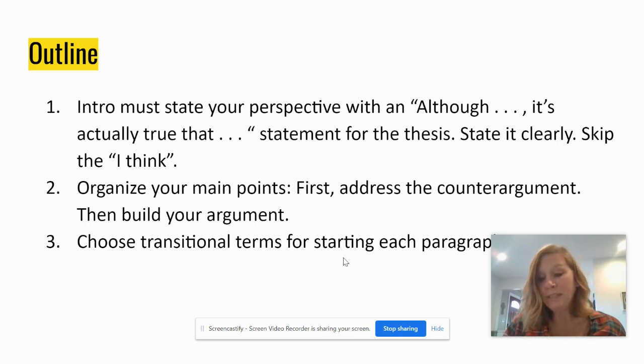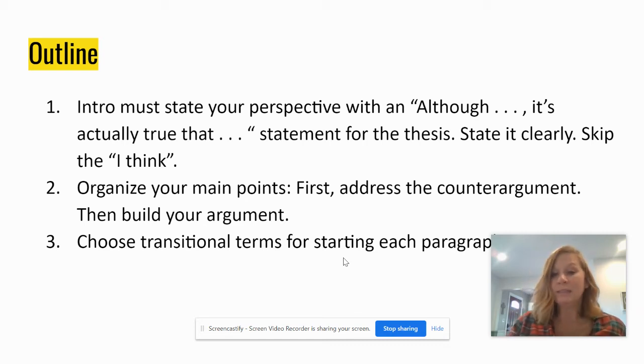In the intro, your thesis statement is going to look something like this. Although some people might think that M&Ms are the best Halloween candy, it's actually true that Skittles are the best. Right? So you're going to acknowledge your side, although some people think this, right? That's the other side. You're going to knock that down. And then you're going to state what your true fact actually is, what your perspective is.